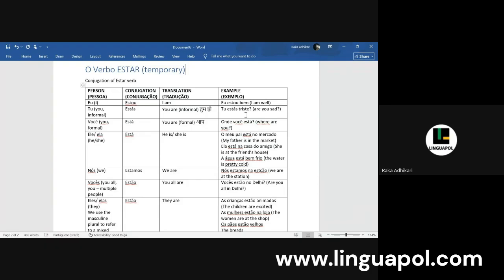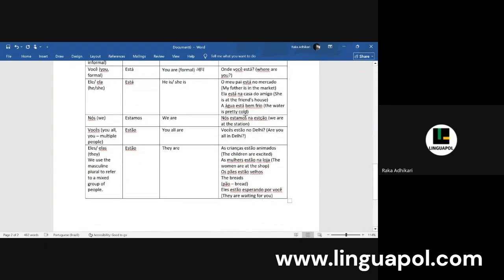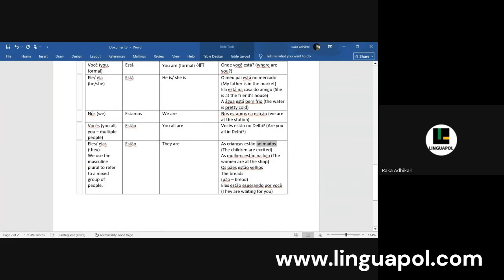Then we have eles, elas. So whatever third person we have, if we have it in plural, then we can use the conjugation of eles, elas. That is estão. So as crianças estão animadas. The children are excited. Animadas means excited. As mulheres estão na loja. The women are at the shop. Then os pães estão velhos. The breads are stale. Okay, they're rotten. Then we have eles estão esperando por você. They are waiting for you. So in this case, we saw that we use the estar verb for continuous tense as well.